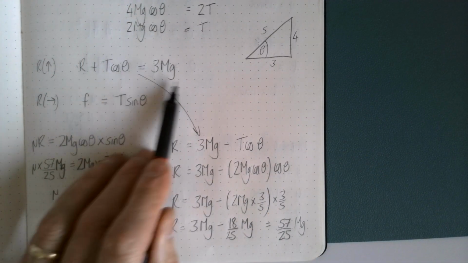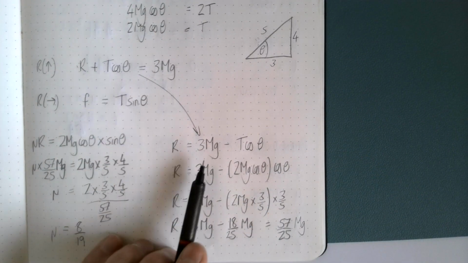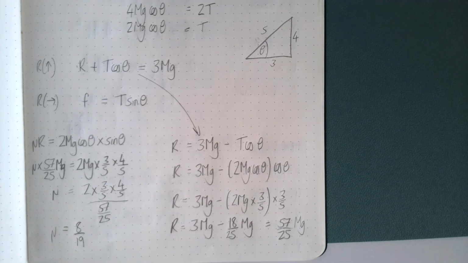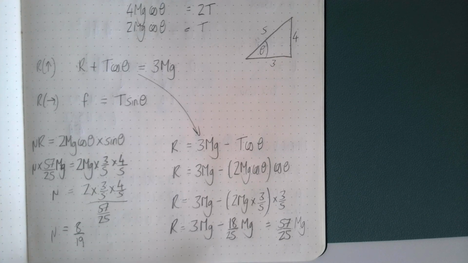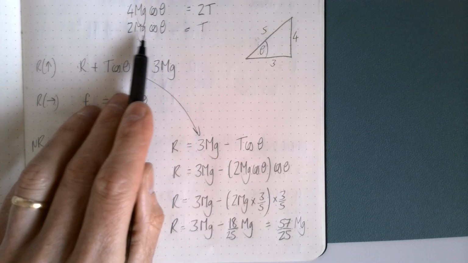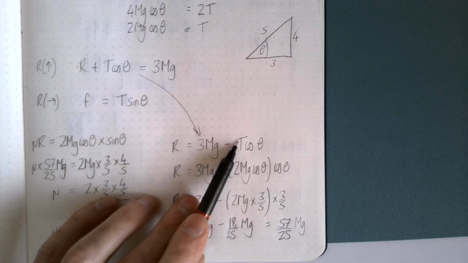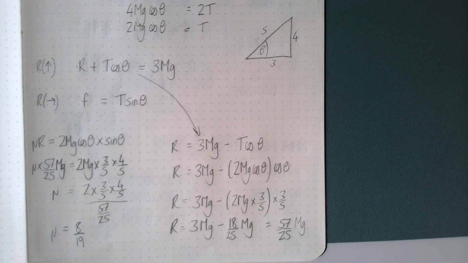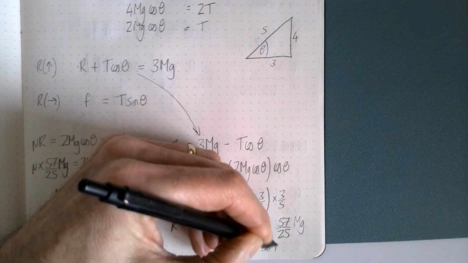So if I rearrange that formula, it says R equals 3g minus T cos theta. But we've just worked out, haven't we? We did that up here, that T is 2mg cos theta. So I'm going to rewrite that, replacing it with 2mg cos theta. And we're told that cos theta is 3/5. So then it all multiplies out quite nicely to give that as required.